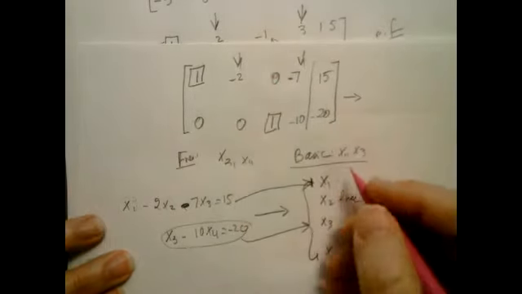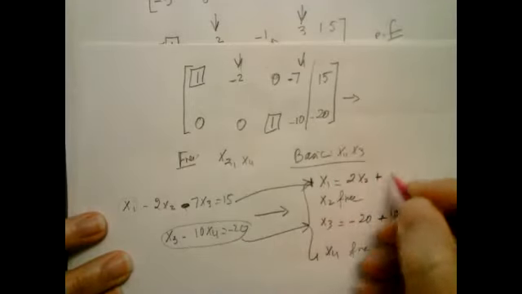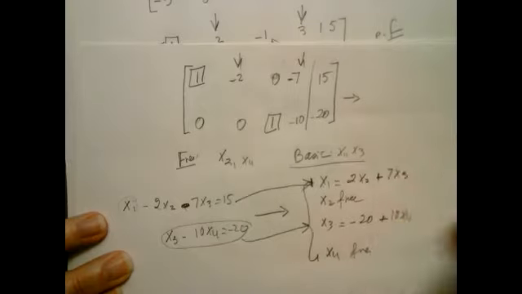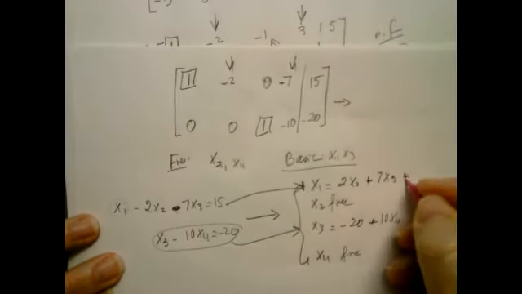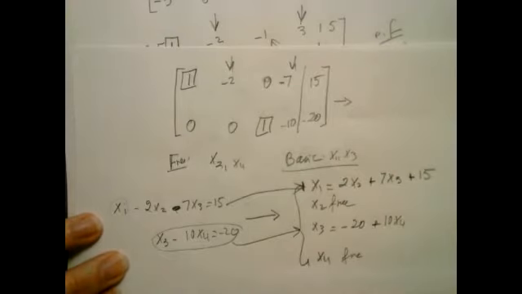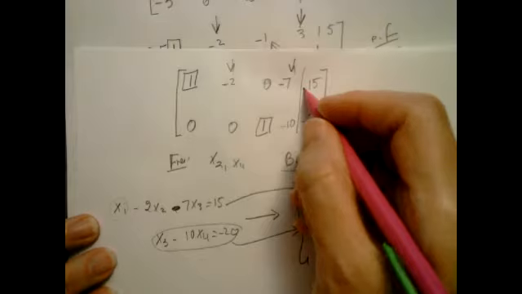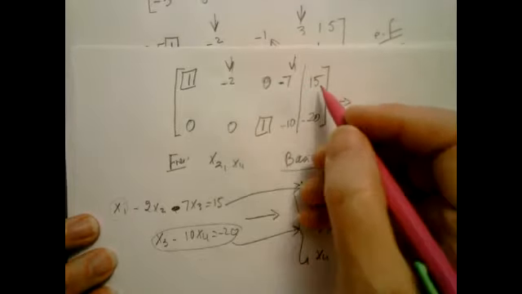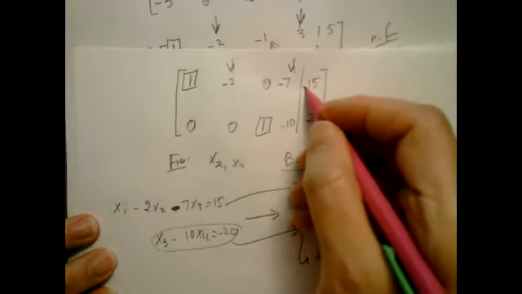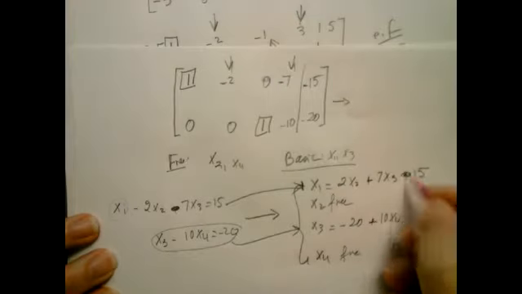So this is going to happen equal to 2X2 plus 7X3 plus 7 plus 15, and I think this should have been a minus 15, right? Yeah, this should be minus 15. Yeah, so minus 15, end of the problem.